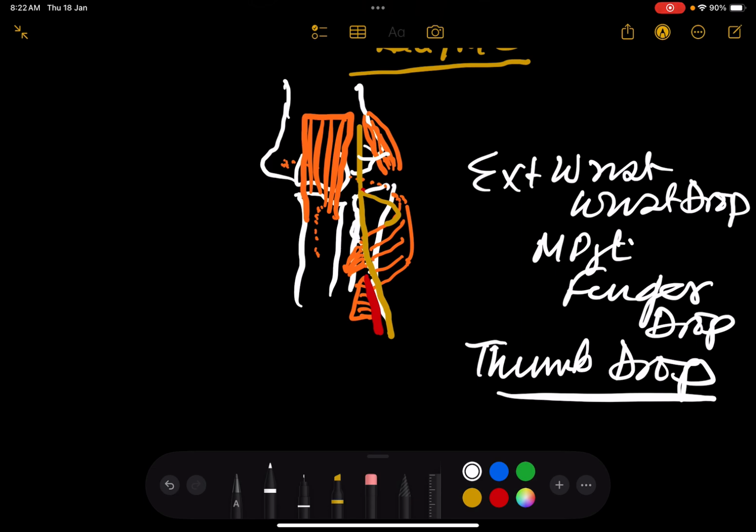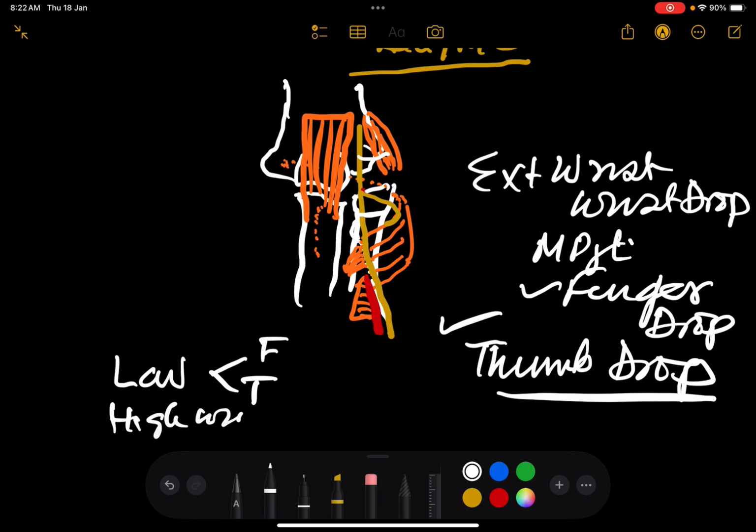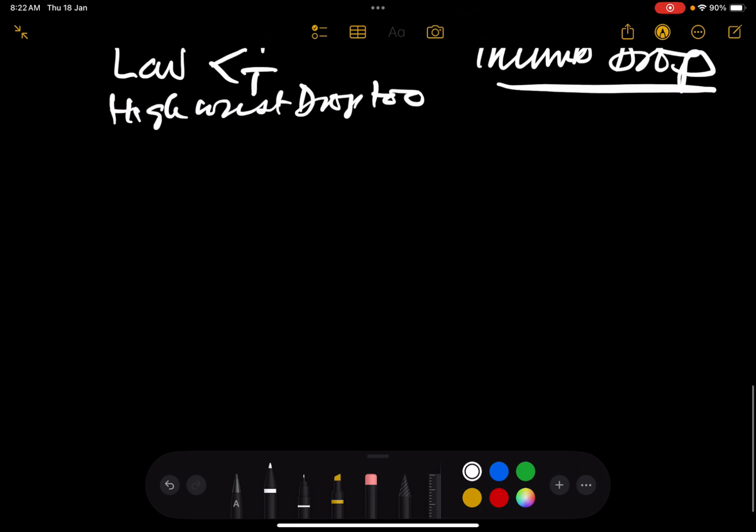If the paralysis is at the neck of the radius, then brachioradialis and extensor carpi radialis are saved, and therefore there is only a finger and a thumb drop. So low paralysis, finger and thumb drop. High paralysis, wrist drop too. The diagnosis is fairly simple: finger drop, thumb drop, wrist drop.